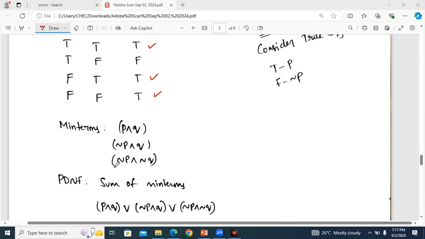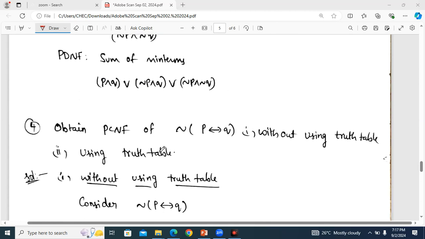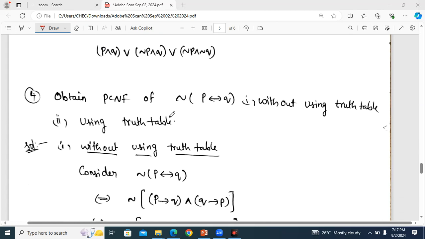So these are min terms from truth table. So PDNF means sum of min terms. Now we write P and Q or negation P and Q or negation P and negation Q. This is the required PDNF form for given compound statement. Okay. So next one, obtain PCNF of negation P by implication Q without using truth table, with using truth table.